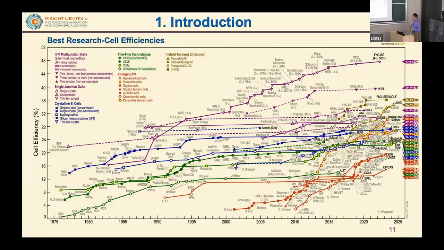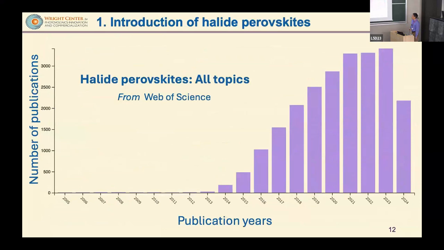So this is the so-called perovskite. And that's the reason why perovskite becomes so famous. So many people are working on perovskite. If we just look at the number of publications over the years, it increases exponentially, right?